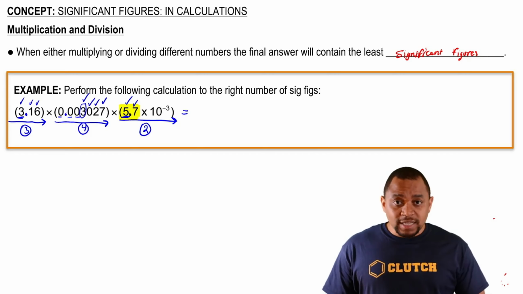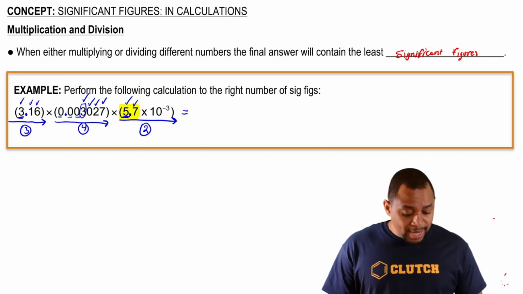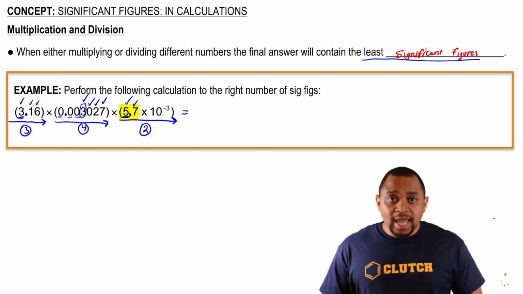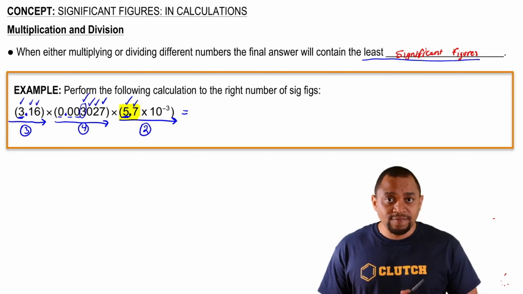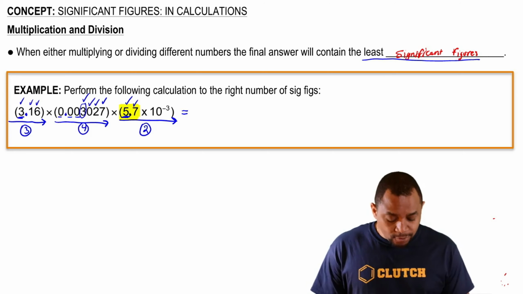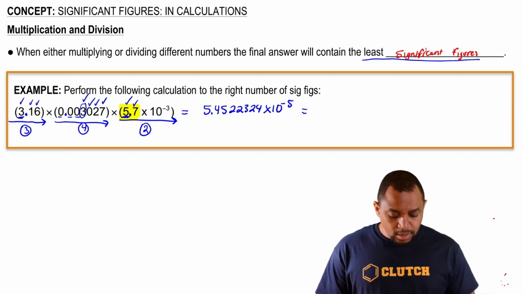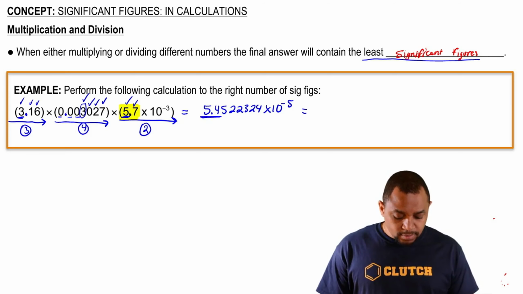Now, based on our sig figs of 3, 4, and 2, we have to go with the least number of significant figures. That means our answer at the end can only have 2 significant figures. So when we first get our answer, what we see initially is 5.45222324 times 10 to the negative 5. We want 2 sig figs here.